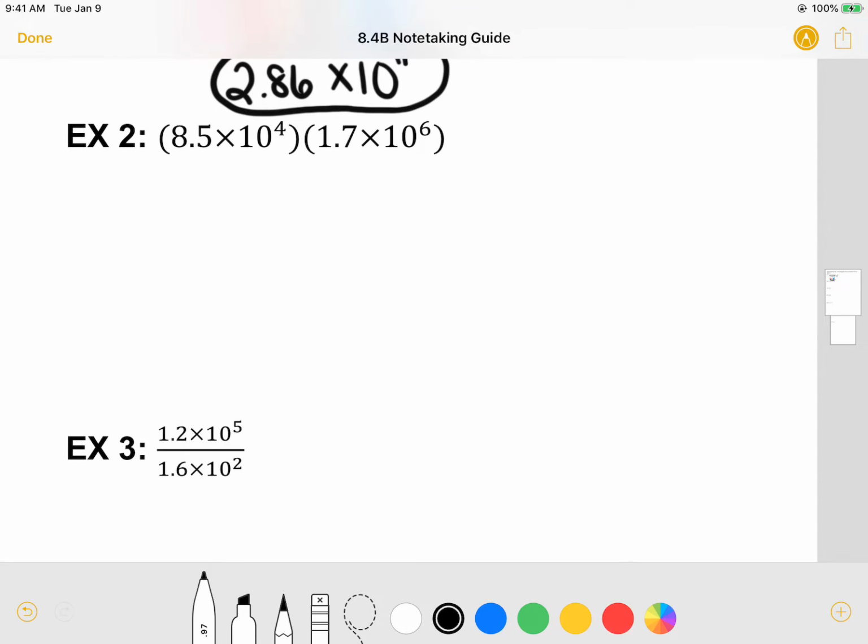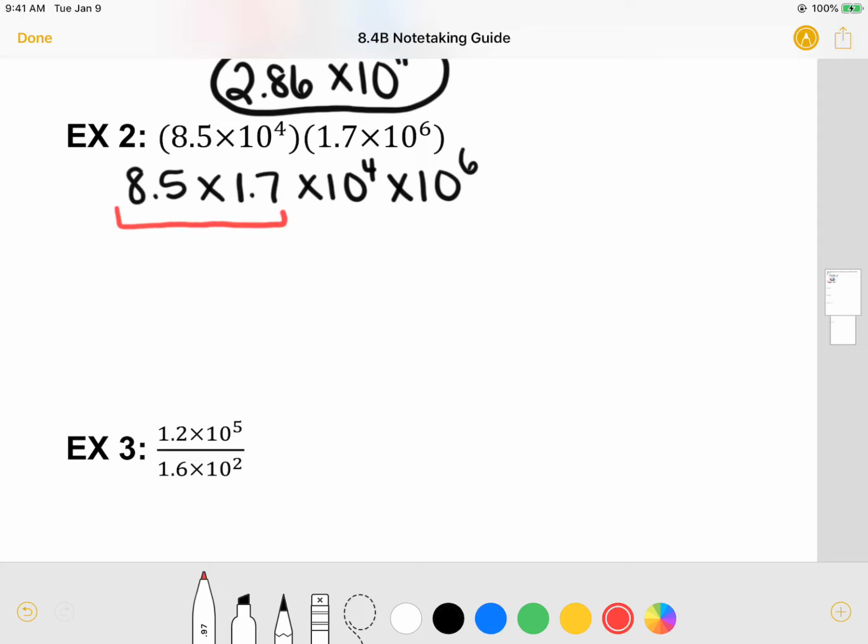We're going to do the same thing that we did in the last problem. We're going to simply rewrite the problem. So we have 8.5 times 1.7 times our powers of 10: 10 to the 4th times 10 to the 6th power. Grab your calculator and multiply 8.5 times 1.7. What you should get is 14.45. And with our properties of exponents, again, we add our exponents together, so 10 to the 10th power, 4 plus 6.